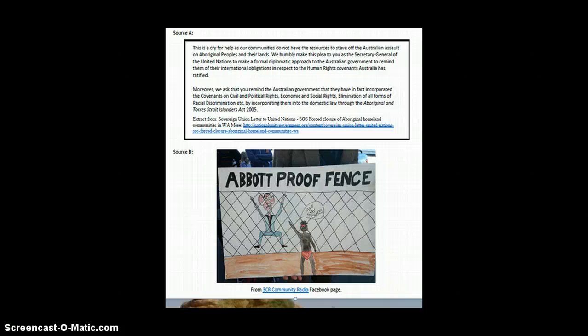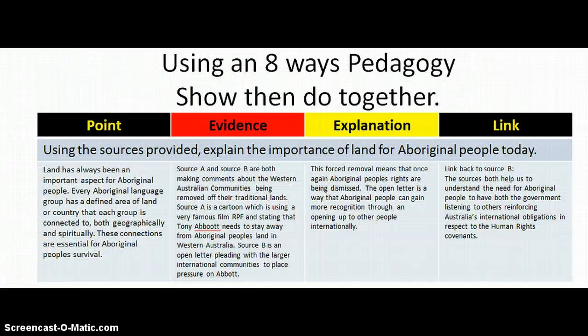I've used one from one of my Facebook posts from 3CR Community Radio, which is source B, called Abbott Proof Fence. Source A is actually an extract from the Sovereign Union letter to the United Nations. This is where Aboriginal people have actually written to the United Nations, asking them, or as the article puts it, making a cry for help in terms of having Aboriginal people's land and land rights recognised internationally.